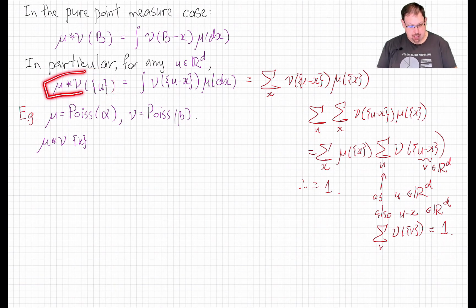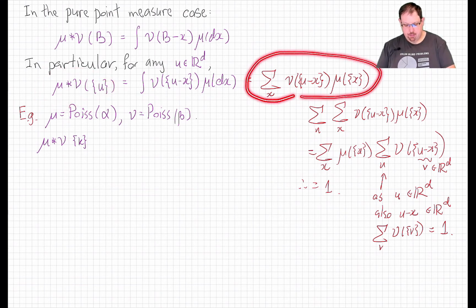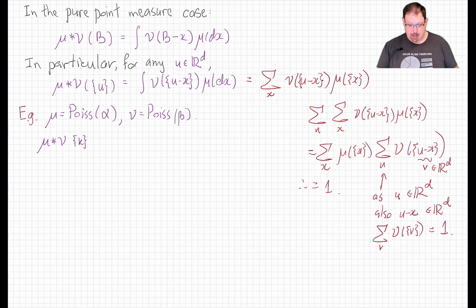This measure is indeed a discrete probability measure. This formula here is the discrete version of the convolution of densities formula we had on the last slide. This is the convolution of the probability mass functions. So let's do an example here.